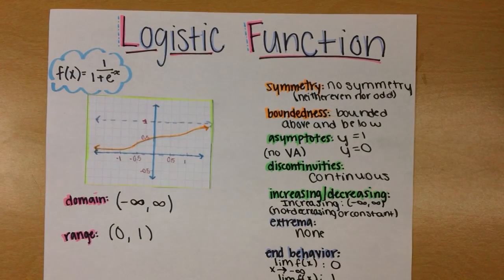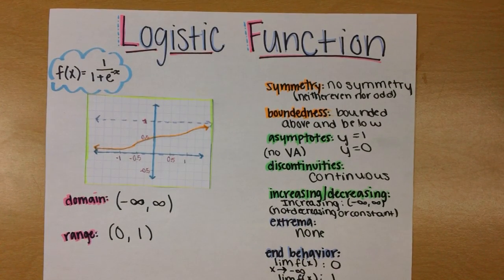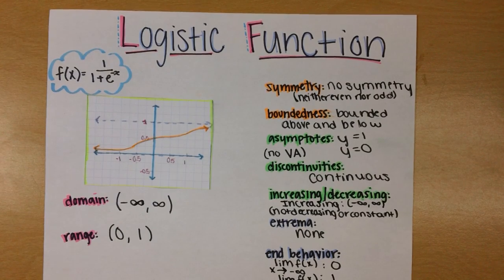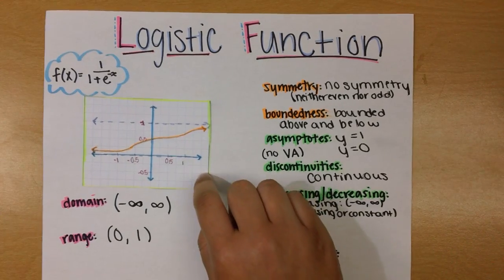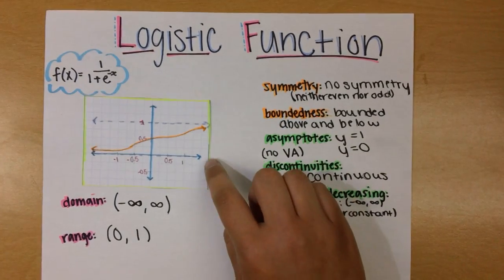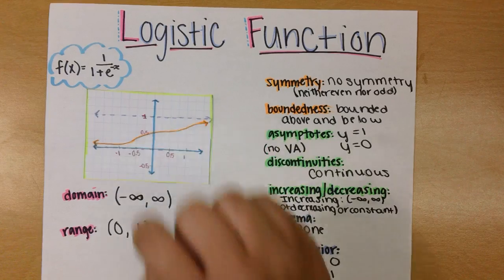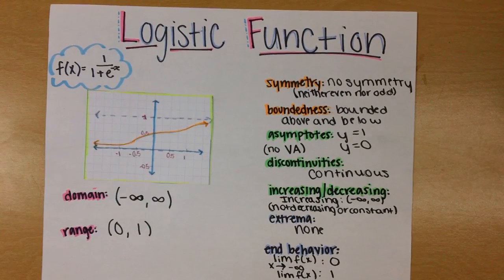So we had the logistic function. The equation for the logistic function is f of x equals 1 over 1 plus e to the negative x. This is what it looks like when it's graphed. These are the asymptotes, and that is the y-intercept. The domain for this function is negative infinity to positive infinity, or all real x values. The range of this function is 0 to 1 due to the asymptotes.